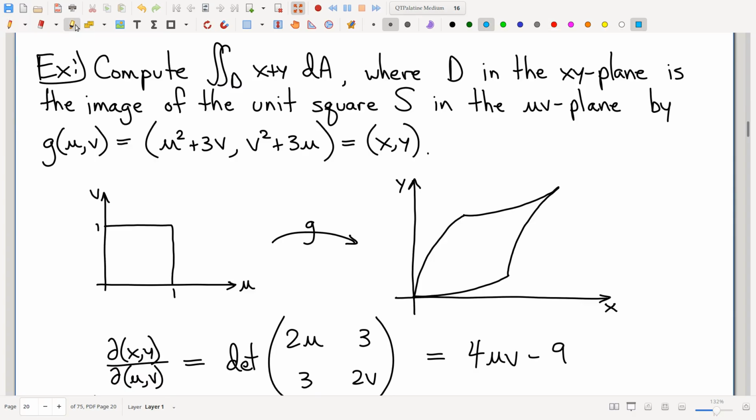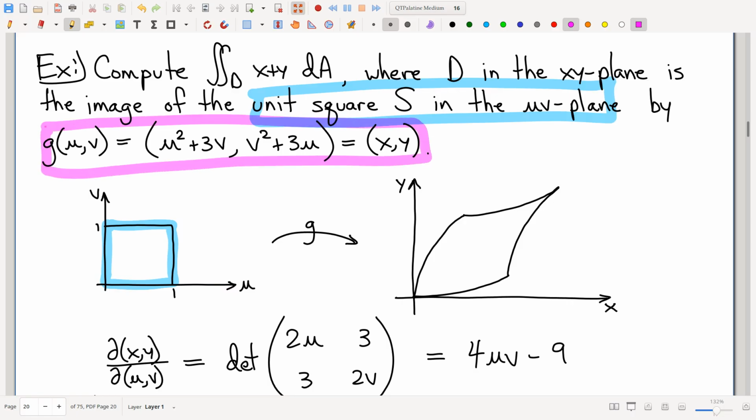Note the setup. I am assuming that we start with a unit square in the UV plane. I am assuming that we are given a change of variables function g, where x and y are functions of u and v. Right? And notice that if I look at the image, what comes out when you take those blue points and plug into that purple function, is some weirdo set, maybe something like that.